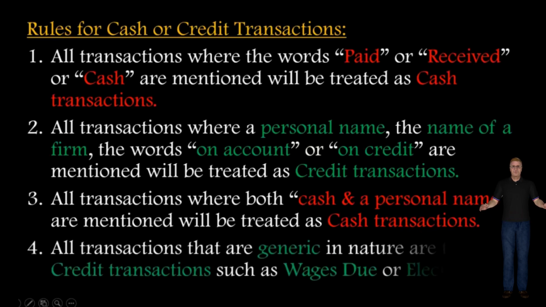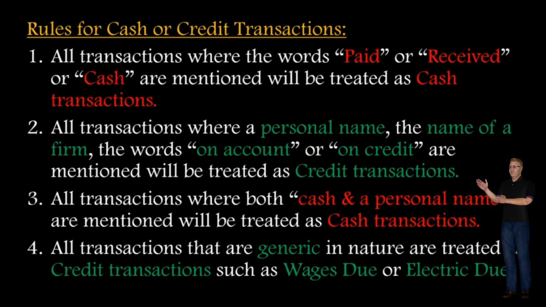And then finally, all transactions that are generic in nature are going to be treated as credit transactions. Now, examples of this are like wages due. It doesn't say cash, it doesn't say credit. Since it is very generic, it doesn't give us a lot of information. We're going to treat it as a credit transaction. Similarly, electric due. It's a very generic and vague sentence. And so we're going to treat this as a cash transaction.